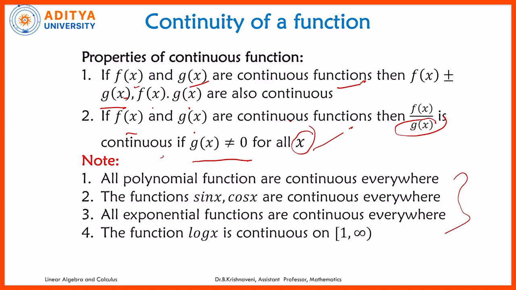These are all the universal facts about functions which are always continuous. Hence, if we are given any such function, we directly write that it is continuous without verifying anything. All polynomial functions are continuous everywhere. Similarly, the functions sin x, cos x are continuous everywhere. Exponential functions are also continuous everywhere. And the function log x is continuous on the interval 0 to infinity, open. That means it is not continuous for 0 and negative values.